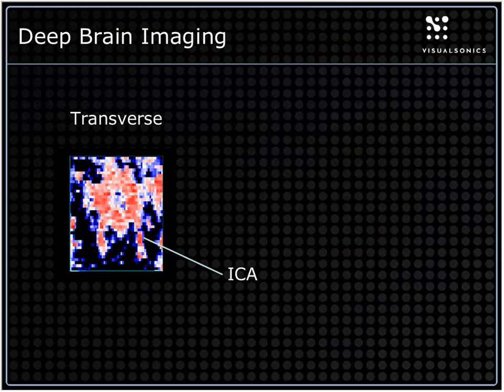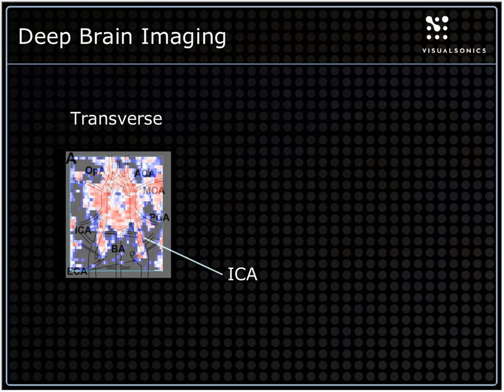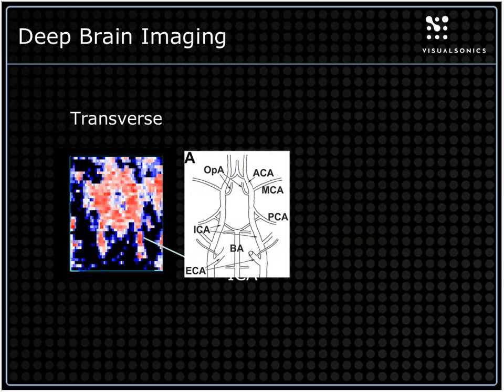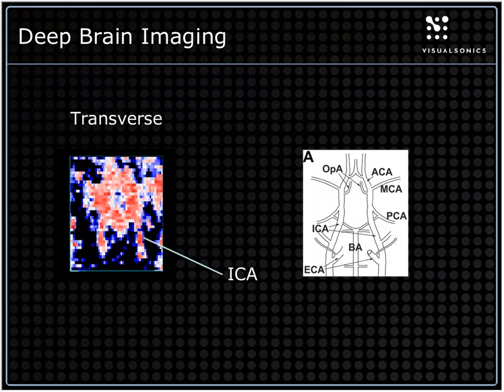This is what I wanted to mention also, the deep brain imaging. This image doesn't look like much necessarily, but if you recognize some of the structures, you know where you're imaging, which we do because of the anatomical data that we get from the ultrasound image. We can identify this as the circle of Willis. So again, this is a projection looking from the top of the head right down to the bottom of the brain.